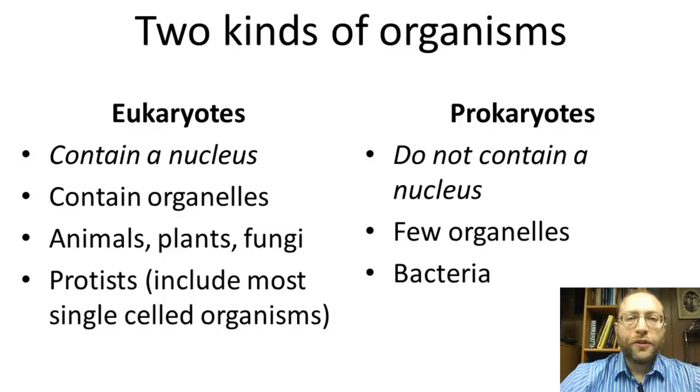sushi. Prokaryotes, on the other hand, do not contain a nucleus, and they have very few organelles. They basically have a cytoplasm and a cell membrane, and also sometimes a cell wall. And these are the bacteria. Since they don't have a nucleus, the DNA is found in the cytoplasm. And as I said, these organisms are bacteria.